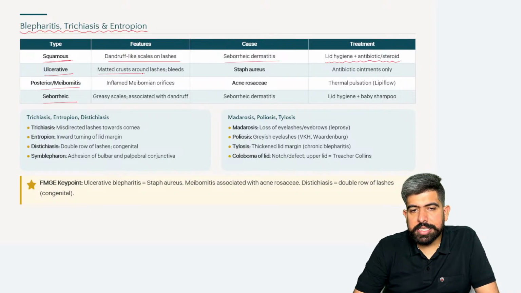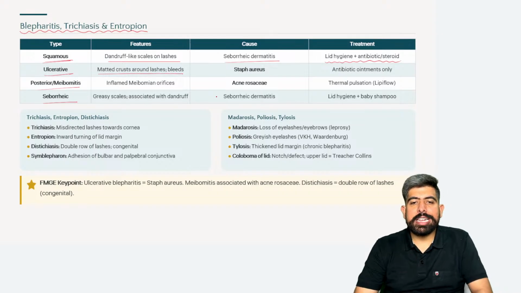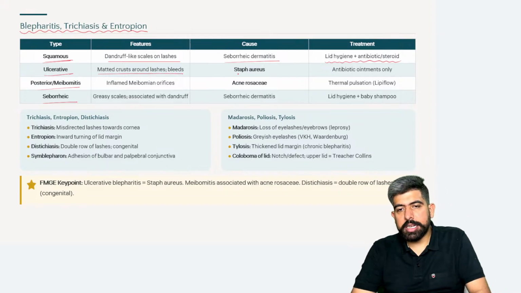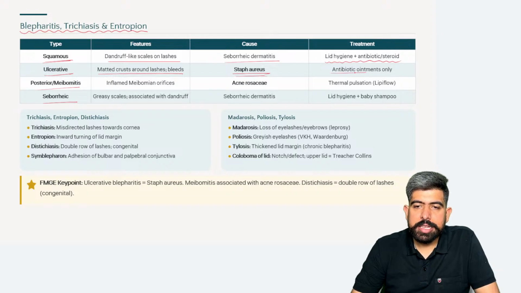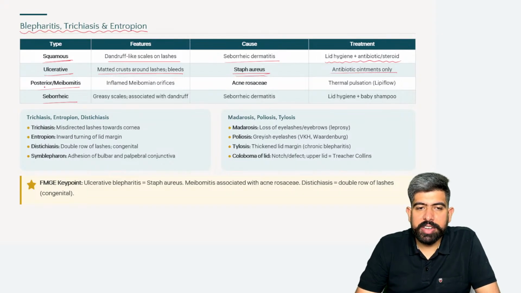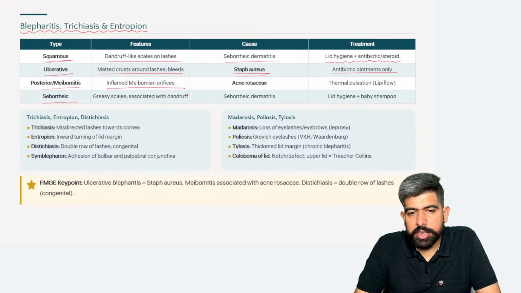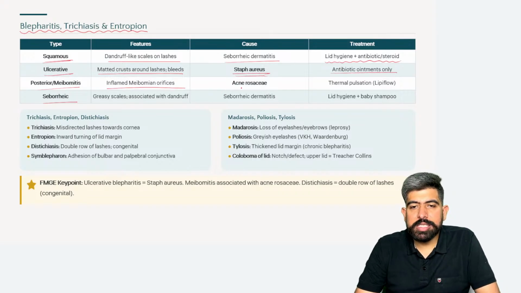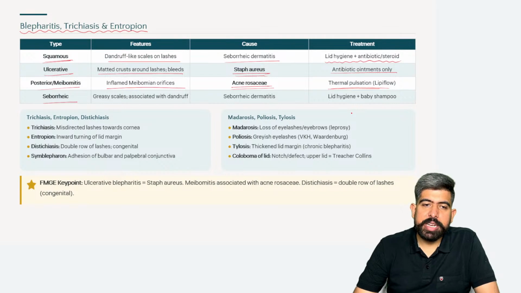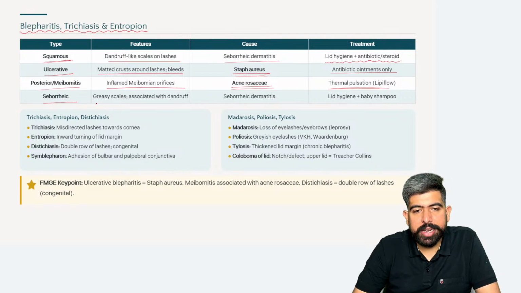Next, we have the ulcerative. There is matter clustered around the lashes, which can bleed out. The cause is your Staphylococcus aureus. The antibiotic ointment only should be given in these cases. The posterior, the meibomianitis, the inflamed meibomian orifices will be there. This can be seen in the acne rosacea, and thermal pulsation should be given in these cases. The last is the seborrheic.